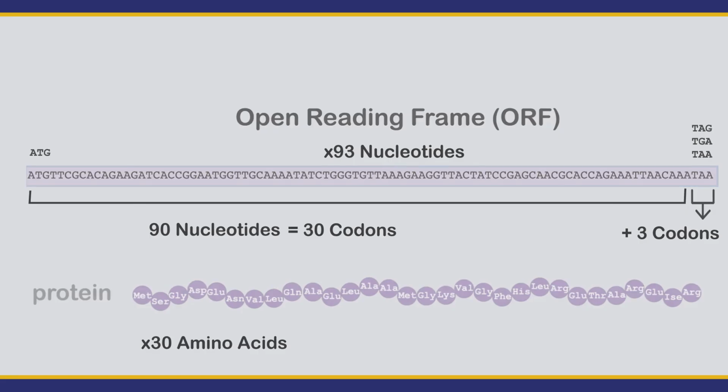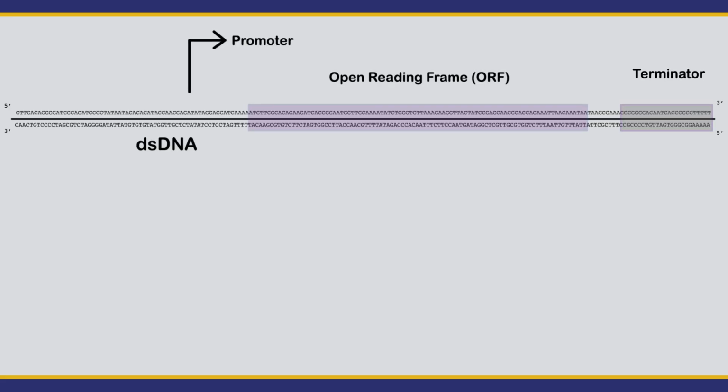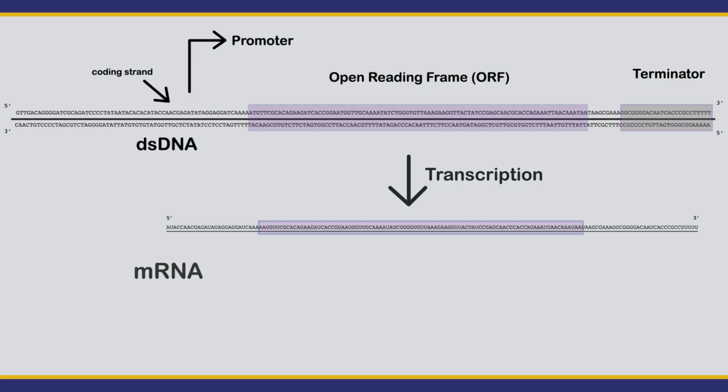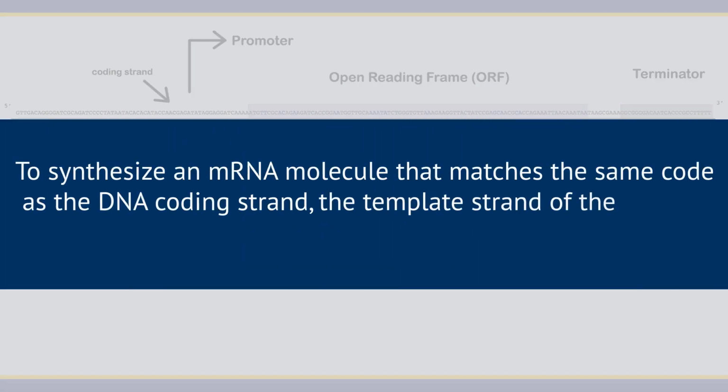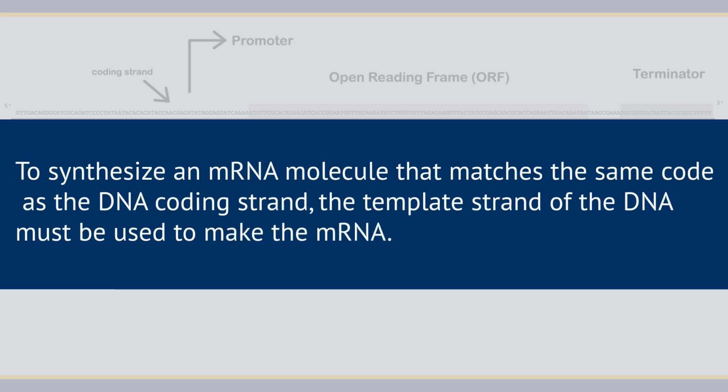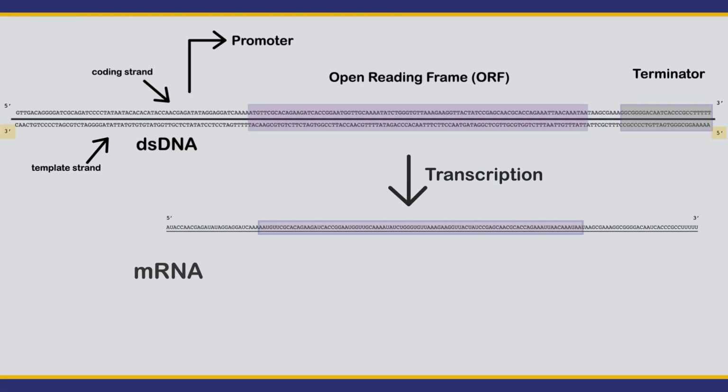The next thing to know about the open reading frame in the double-stranded DNA molecule is that the code for the protein is in the coding strand. This is the strand that, when read in the 5' to 3' direction, has the exact same code found in the mRNA molecule, which is also read in the 5' to 3' direction. To synthesize an mRNA molecule that matches the same code as the DNA coding strand, the template strand of the DNA must be used to make the mRNA. The template strand runs in the 3' to 5' direction, and it is complementary in sequence to the coding strand.